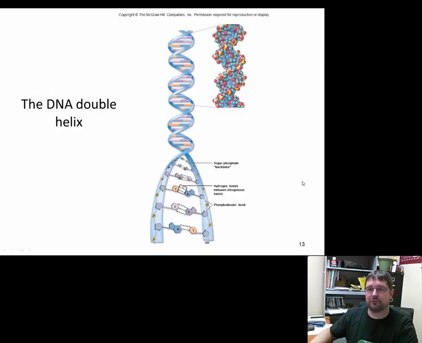Here you can see the double helix, uniform in width all the way. There you can see the double bond between adenine and thymine, the triple bond between guanine and cytosine, and this phosphodiester bond between the phosphate group and the sugar.